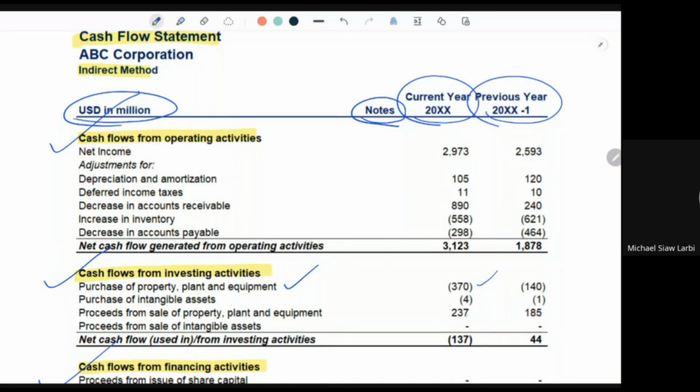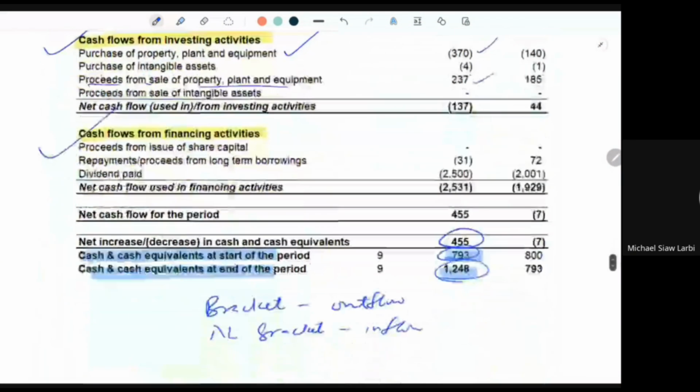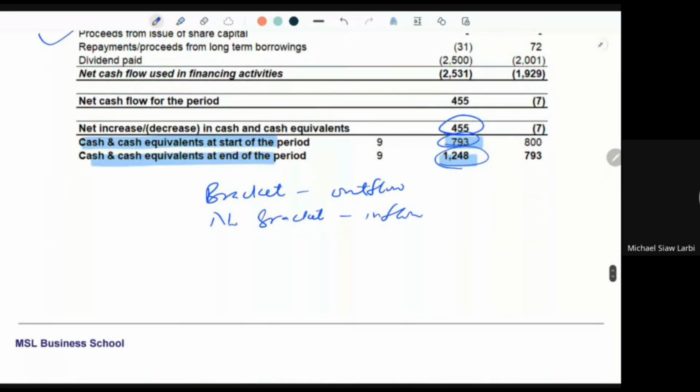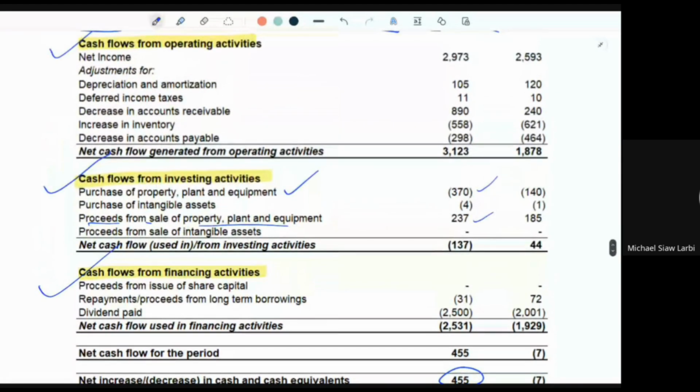Then 237, no bracket. I said no bracket means inflow. So this is the proceeds from the sale of PPE. It means that during the year, we sold some of our assets and made 237 million. This is the key thing for cash flow. Bracket means outflow, no bracket means inflow. Remember, we are trying to explain the 455.